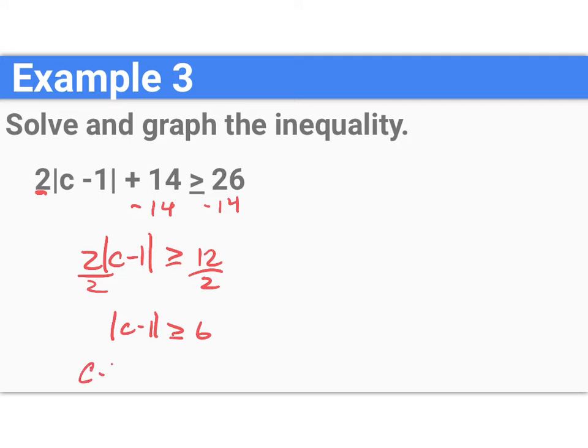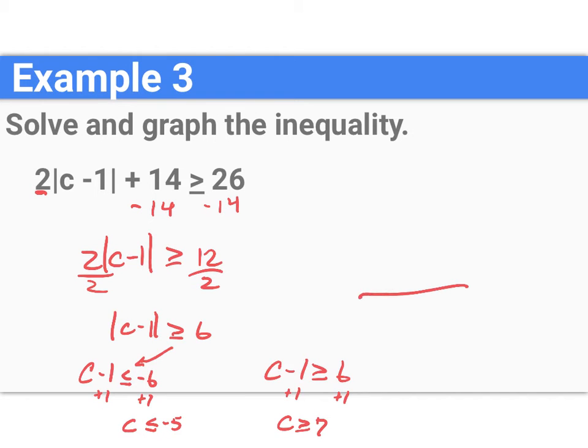So c minus 1 is less than or equal to negative 6. When I'm dealing with the negative case, I'll flip the inequality. When I'm dealing with the positive case, I'll leave the inequality alone. Add 1 to both sides. C is less than or equal to negative 5. Add 1. C is greater than or equal to 7. Let's put this on a number line.